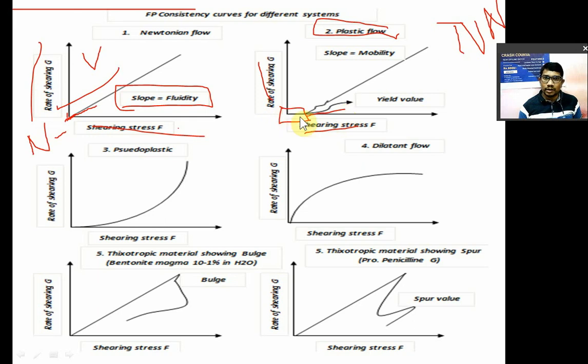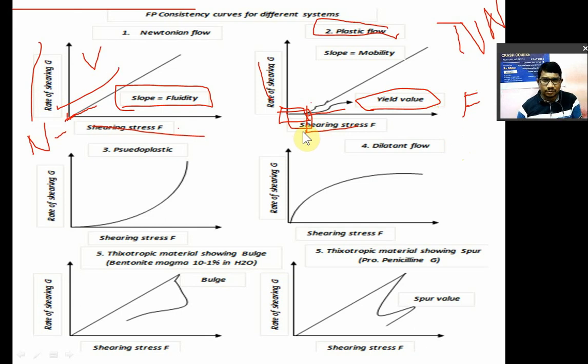Now if you see the intercept on the shearing stress axis, on the x axis, take one intercept. From that you understand that this amount of stress, from zero up to here, you already applied, this much force, and still it did not flow. That force is nothing but the yield value. So yield value means force of flocculation, and that's why this type of flow is shown by flocculated suspension.